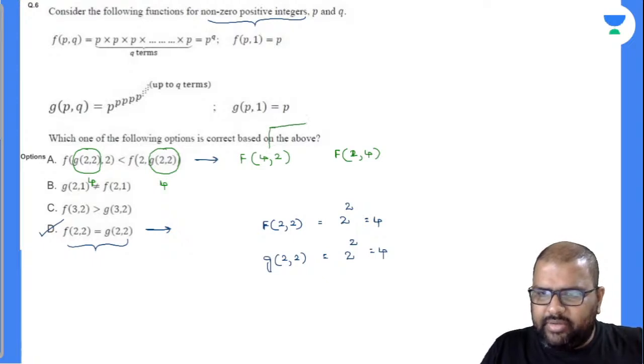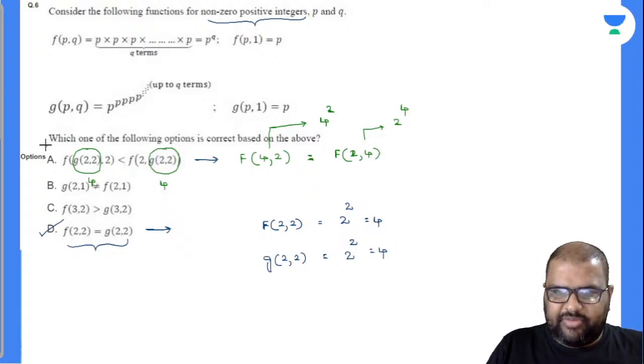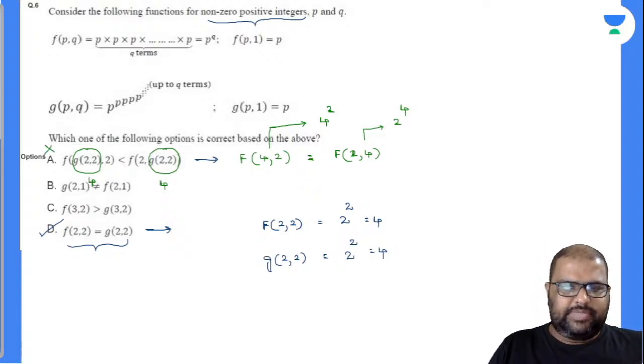This is equal to p value 4, q value 2. Now this is how much? 2, p value is 2. Now am I right or wrong? Both are equal to 16. So it is given as less than, so my first option is wrong. This way can you solve it?